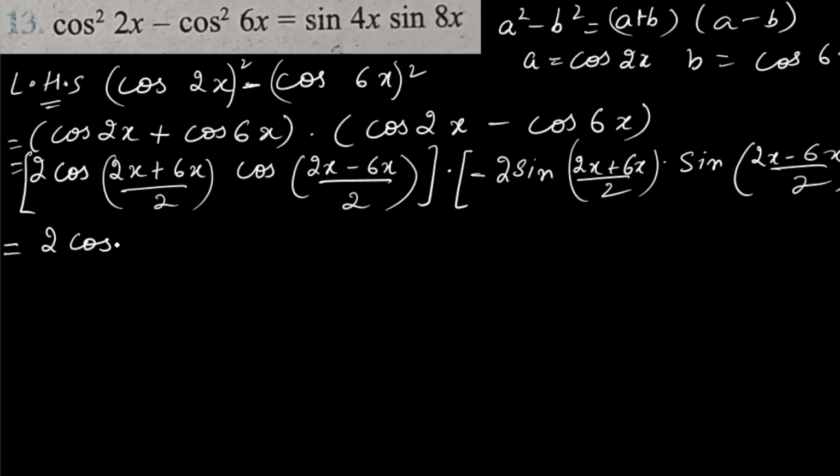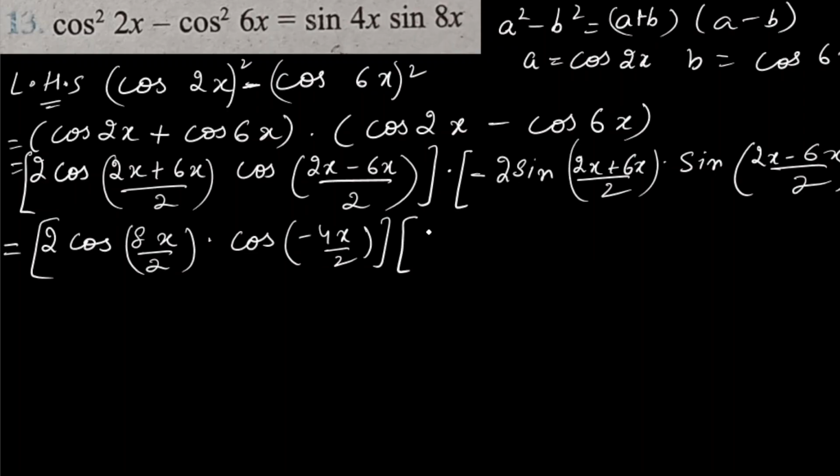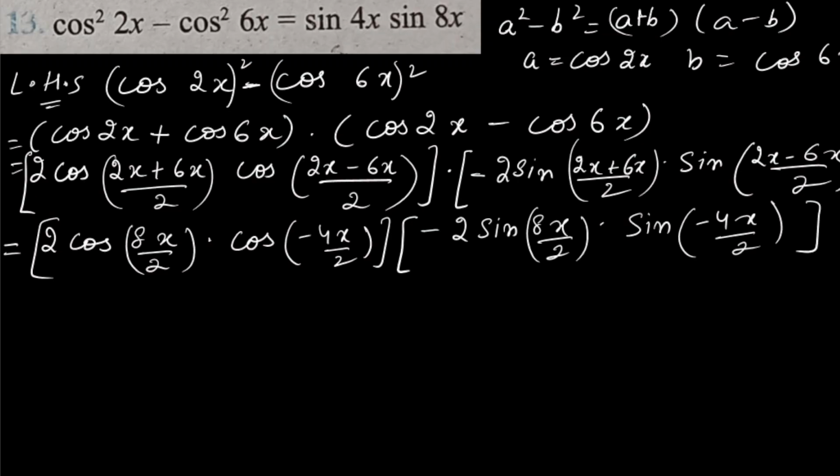Now 6 plus 2 is 8, so 8x by 2 into cos, and 2 minus 6 is minus 4, so minus 4x by 2 into, again, minus 2 sine. We can add: this will become 6 plus 2 is 8x by 2 into sine, and 2 minus 6 is minus 4x by 2. So up and down within the angles we can do cancellation, like we did for the previous part. The same way we can do.